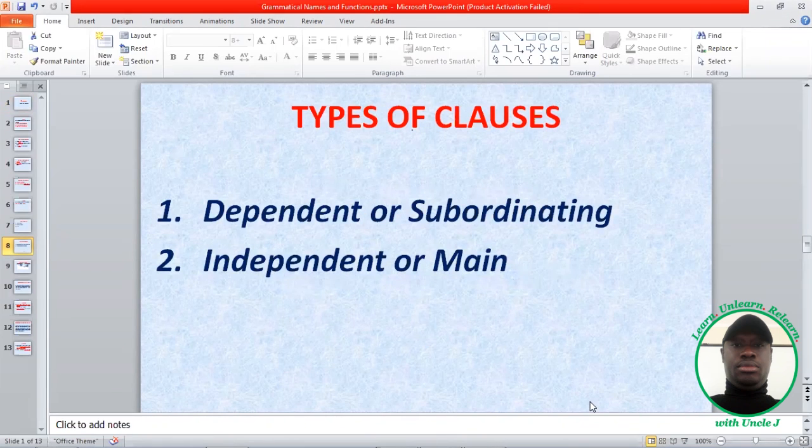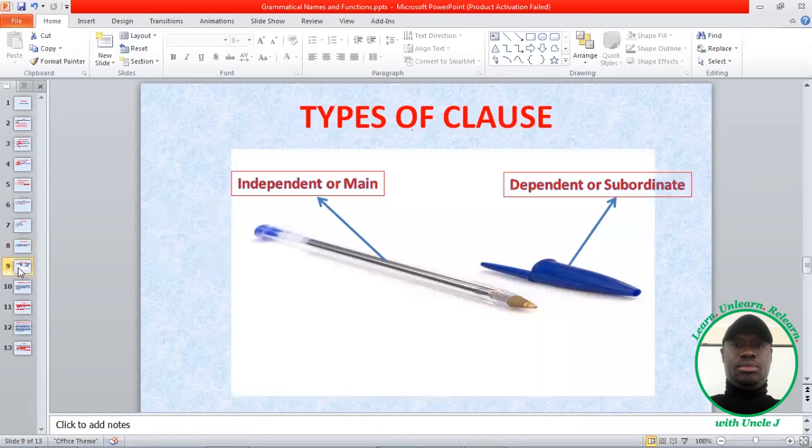We already know that a clause is a group of words that contains a subject and a verb. We have two types of clauses. We have the dependent or subordinating clauses and the independent or the main clause. I'm going to use this image to explain further the types of clauses.